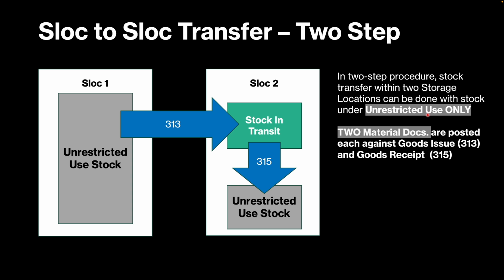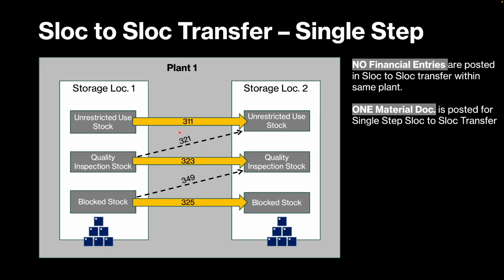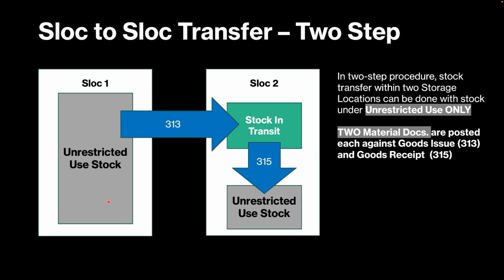Then on this screen, you can see how we can do the two-step transfer process between two storage locations. But there is a difference from the previous slide, and that is that for two-step transfer, you can only do it with the unrestricted use stock type. That is, for two-step transfer, the quality inspection and blocked stock types cannot be used. Earlier, we saw that we could do the stock transfers from these three stock types for the single step process. But for the two-step process, you can only do this transfer for unrestricted use stock.